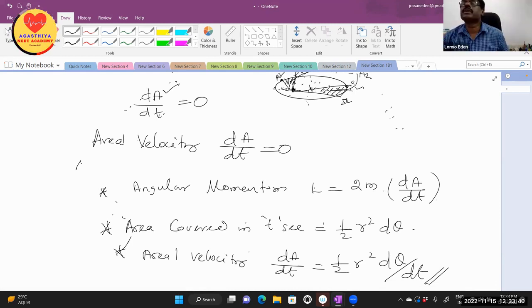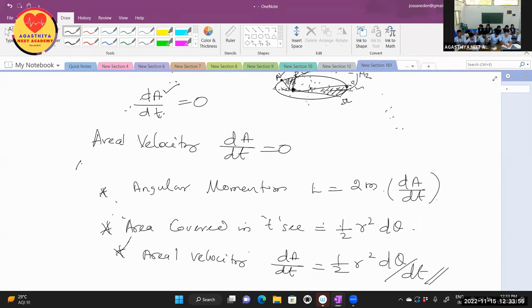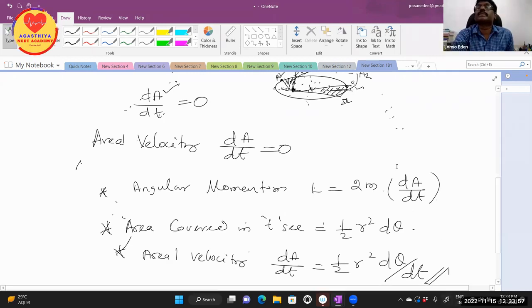With that, we finish today. We will continue in the next class. The remaining chapter: escape velocity, variation of gravitational force above the earth and below the earth. We will discuss in detail in the next class.